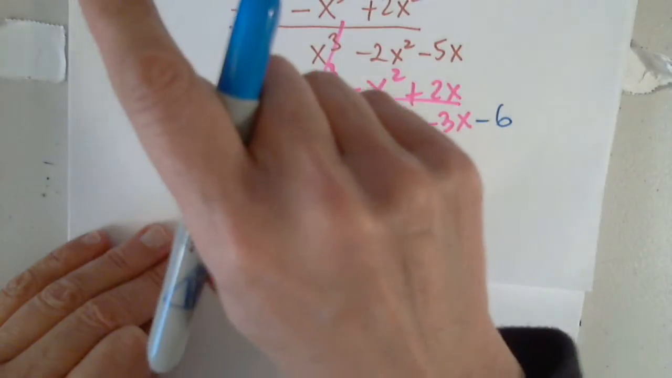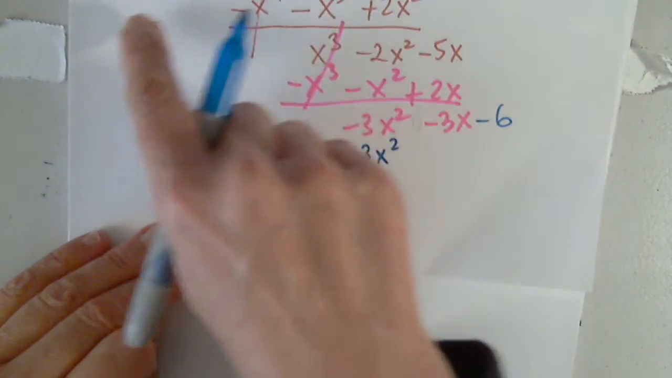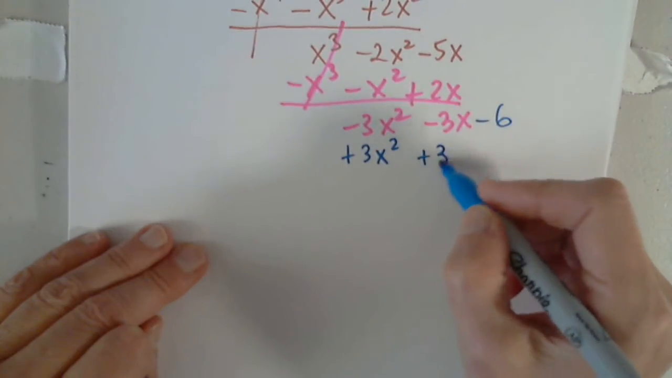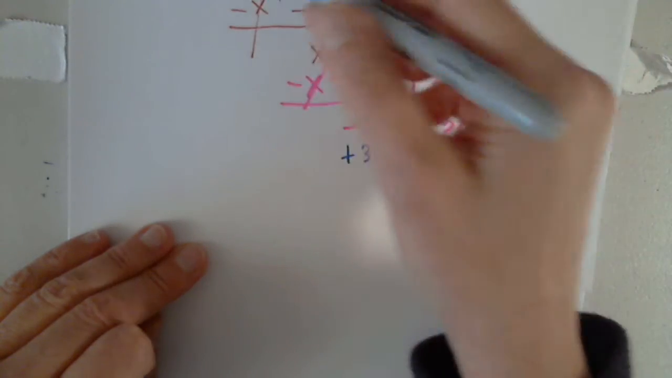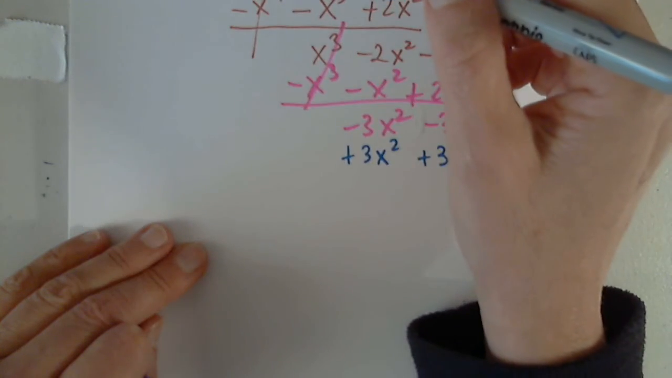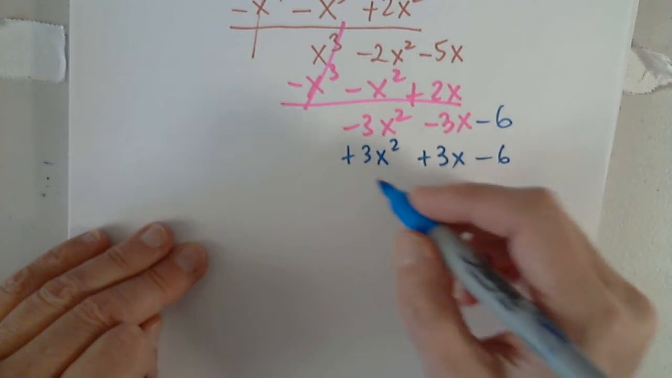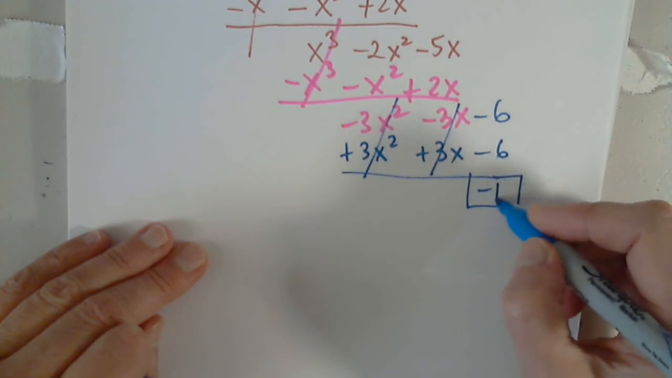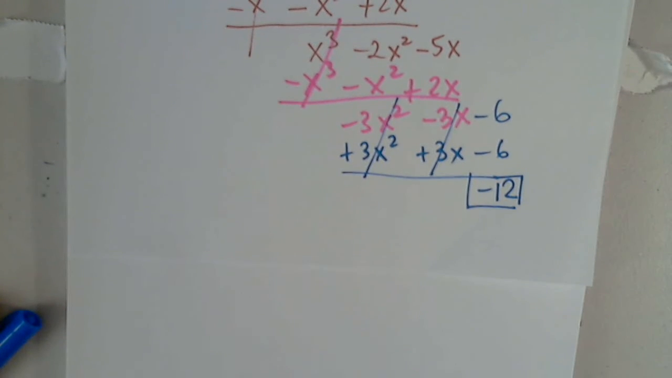Negative 3 times 1 will be negative 3x. Negative 3 times x is negative 3x. Change the sign. And negative 3 times negative 2 is positive 6. Change the sign. And box in the negative 12. Of course, if you have any doubts, it will take a blink to check.